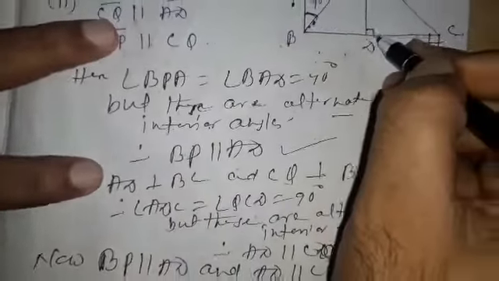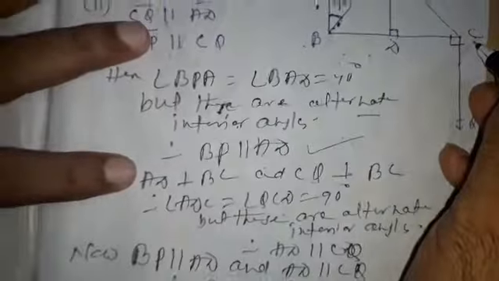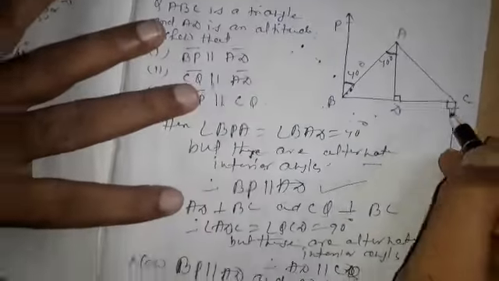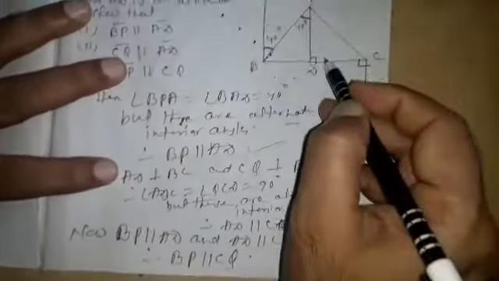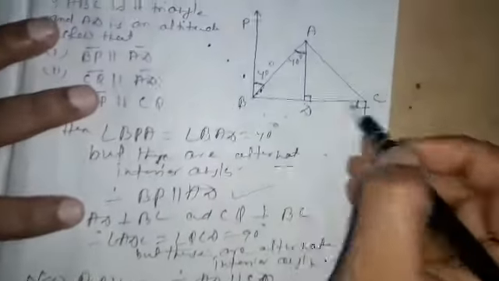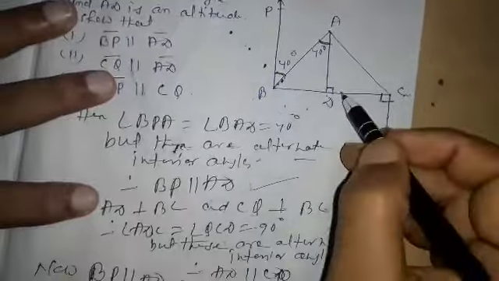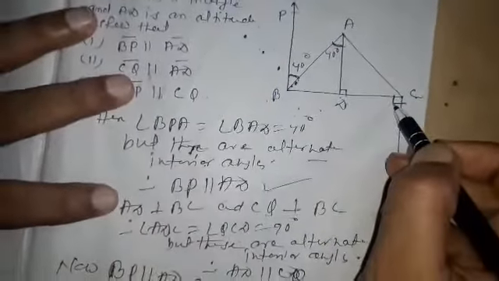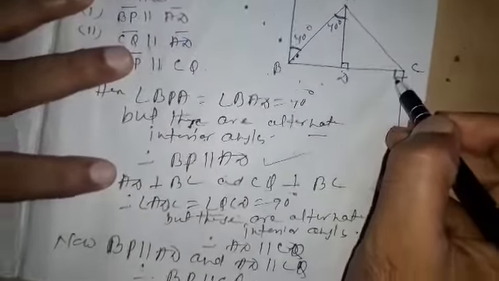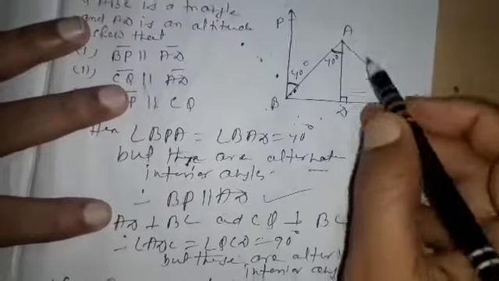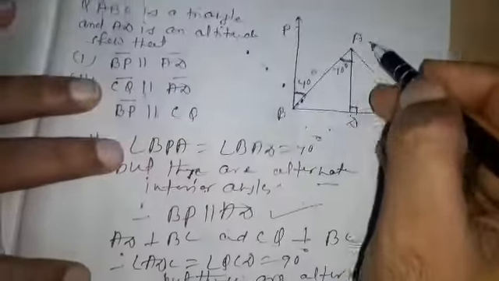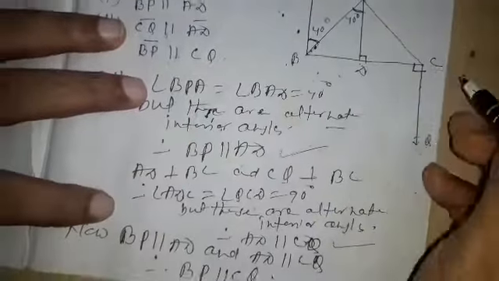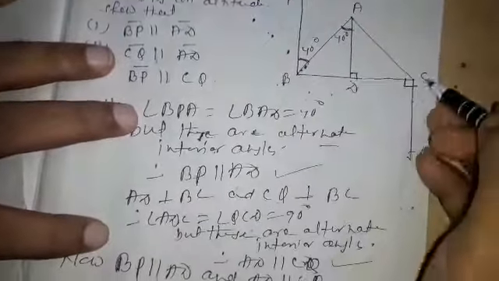Now AD is given perpendicular to BC, and CQ is also perpendicular to BC. So angle ADC is equal to angle QCD, and these are alternate interior angles. Therefore AD is parallel to CQ. Now BP is parallel to AD and AD is parallel to CQ, therefore BP is parallel to CQ.